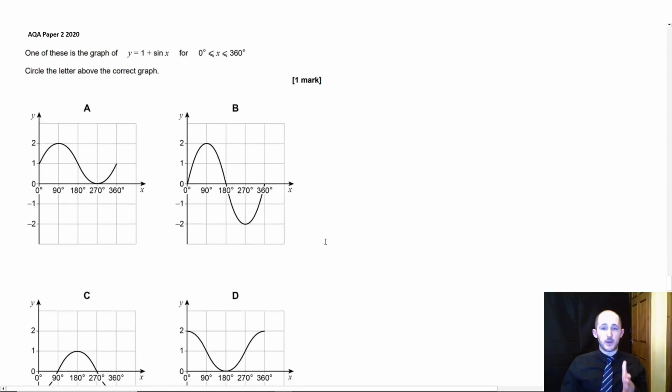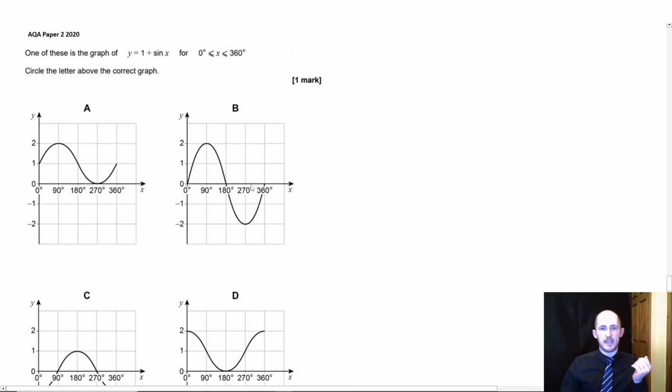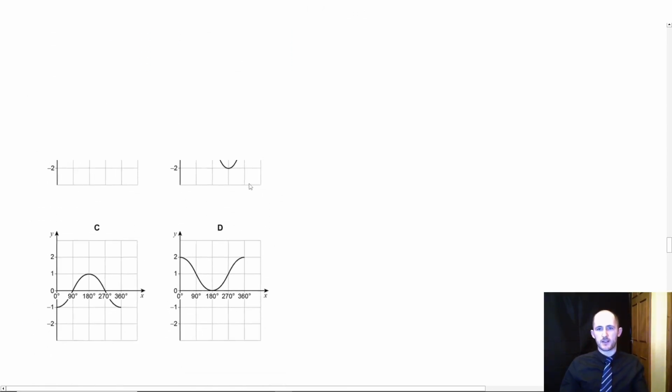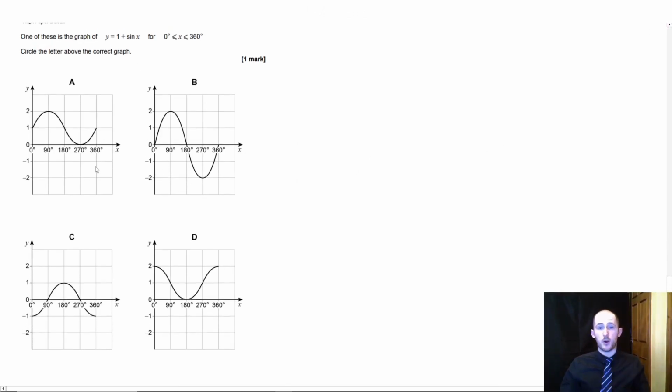So, AQA paper. I figured we'd do some transformations with the sine graph, which could be a bit more interesting. So I'm going to zoom out slightly so you guys can see the question and the actual options. So you have one of these as the graph of y equals 1 plus sine x. Circle the letter above the correct graph.